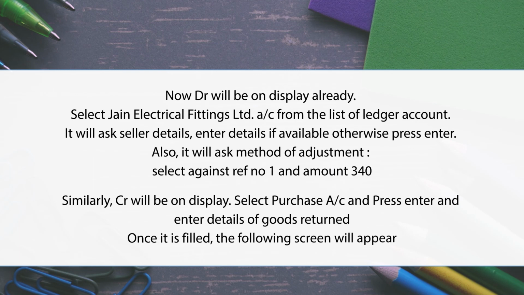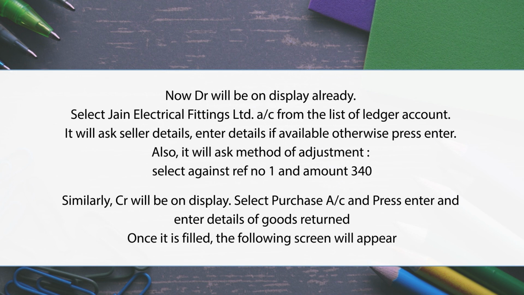Select Jatin Electricals Limited account from the list of ledger accounts which is available on your right. It will ask the details of Jatin Electricals Limited. If there are details available with you, enter those details. Otherwise, you can press enter. Method of adjustment will be against reference number 1, amount will be 340. Now we come to the credit side. Credit will be on display. Select purchase account and press enter, and enter all the details of the goods which you have returned.